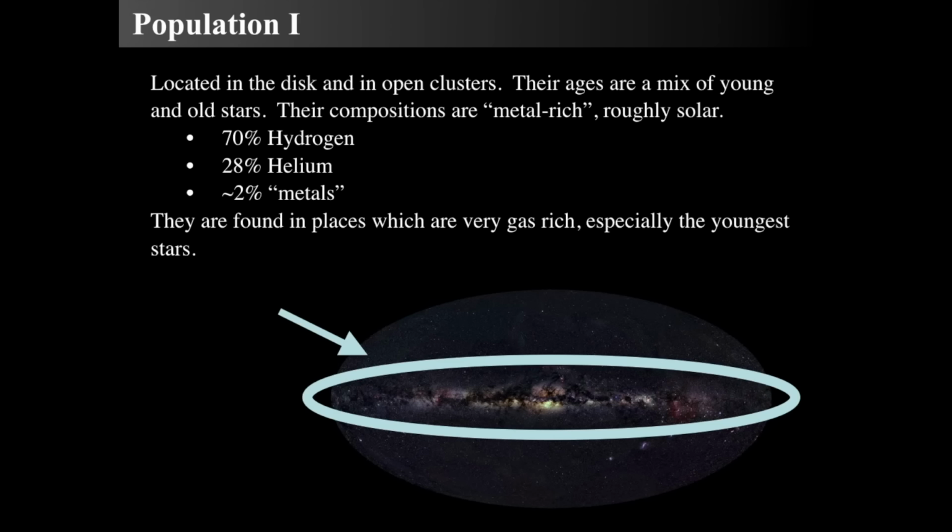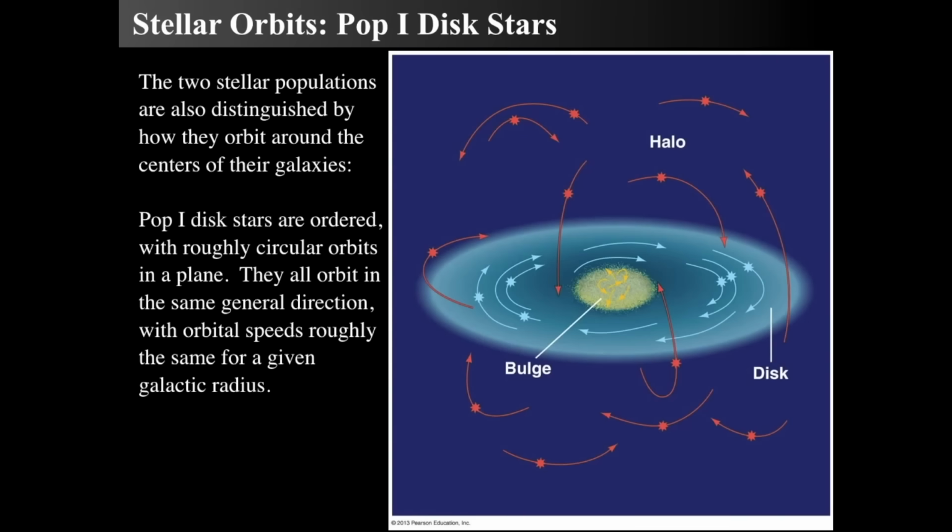And the sun has about 70% hydrogen, about 28% helium, about 2% other stuff. The Population 1 stars are found where there's lots of gas, and especially young stars are in that region. So if you find Population 1, you're probably going to find some young stars like some O's and B's there. And they have specific kinds of orbits. Population 1 type stars orbit in the disk, in nice ordered patterns, roughly circular, and so they kind of do the little blue arrows in the blue disk of this thing, and that's what we call Population 1.